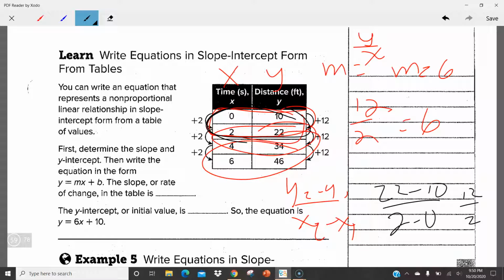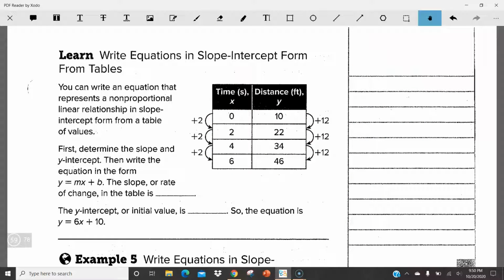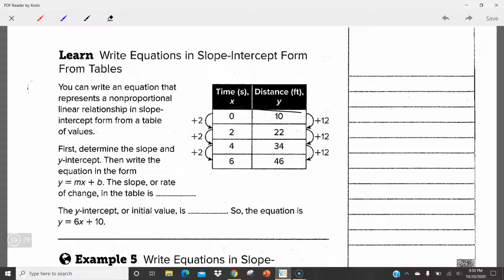Now, as far as the y-intercept, do they tell you the y-intercept exactly? They don't come out and say it, but you could read it right here. If you see what your value of y is when x is 0, that's always going to be your y-intercept. So now I know that my slope is 6 and my b is 10, because I saw the point 0, 10.